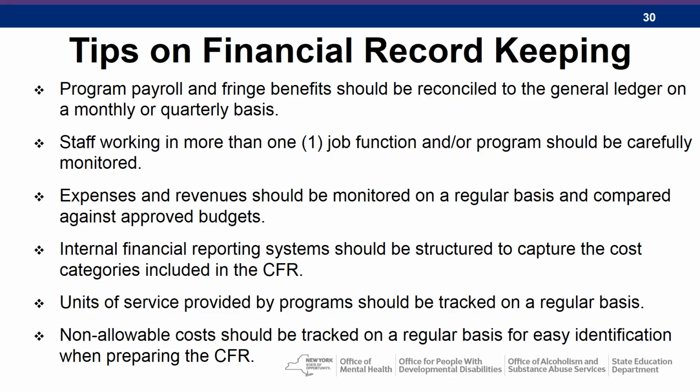If you require a budget modification, it is easier to get that approved if you apply before the end of the reporting period. Internal financial reporting systems should be structured to capture the cost categories included in the CFR. Units of service provided by programs should be tracked on a regular basis. And non-allowable costs should be tracked also on a regular basis for easy identification when preparing the CFR.